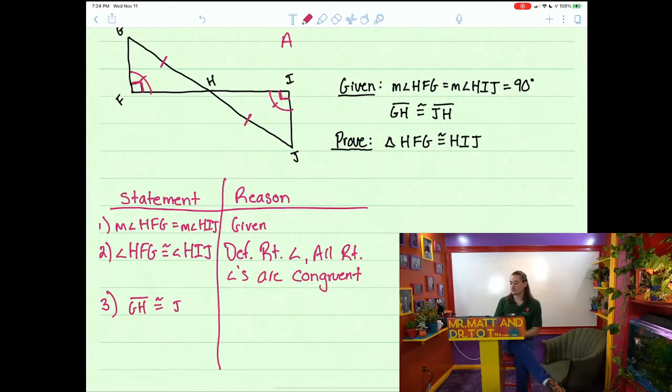Now, we're just missing one other component here. So we have a side. Notice we could also make a conclusion about these two angles, because these two angles are created from the intersection of two straight lines. So we know that these two central angles are vertical pairs of one another. So for the fourth statement, we can say that angle FHG is congruent to angle IHJ because of the definition of vertical angles.